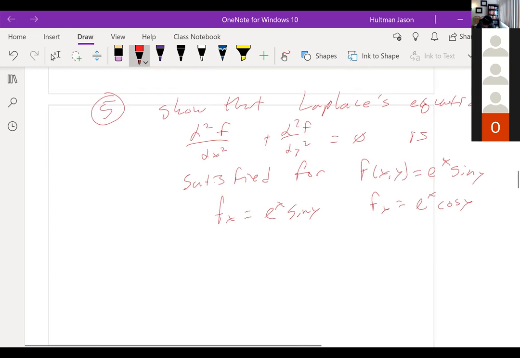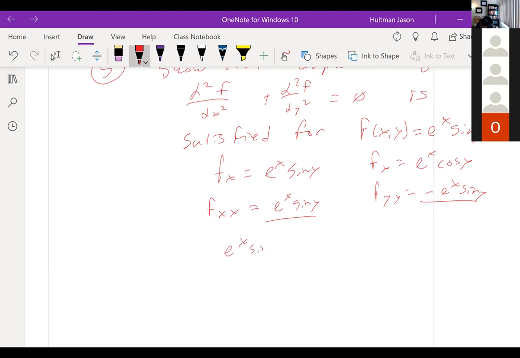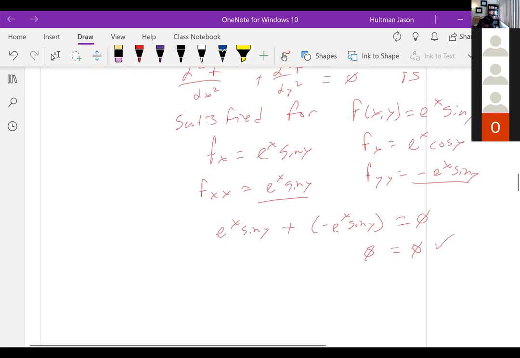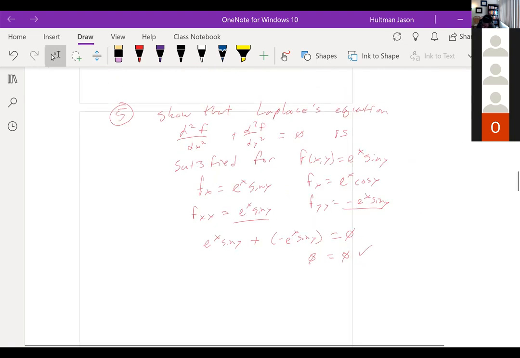Okay, what's f sub xx? Well, take the derivative with respect to x again. Same thing. Okay, what's the derivative with respect to y? Take the derivative with respect to y here. We get negative e to the x sine y. And what do we notice? We notice that this guy is the opposite of that one. So e to the x sine y plus negative e to the x sine y is equal to 0, and 0 is equal to 0, so it checks. Okay, so it satisfies that differential equation. We call this a partial differential equation.